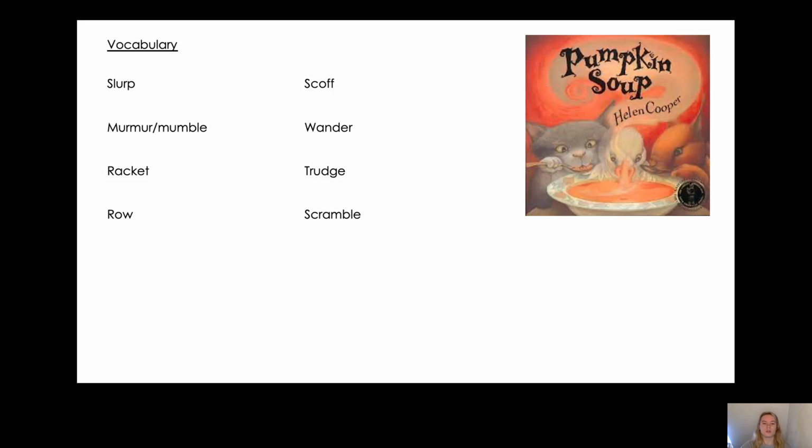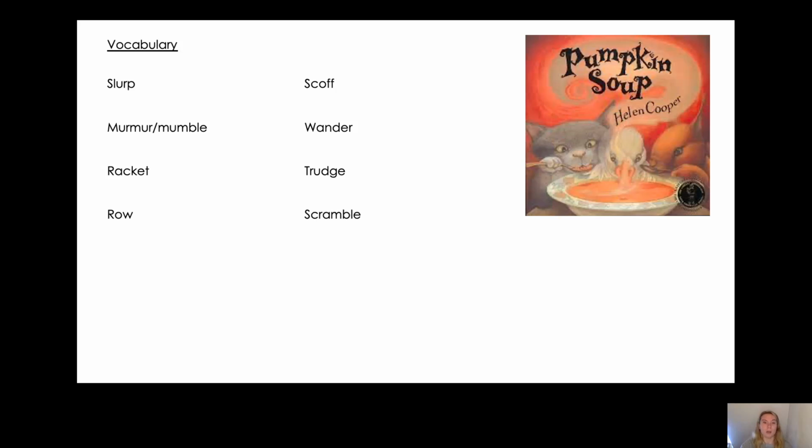Then we've got trudge. Now, trudge is when you're walking really slowly and it's quite difficult to walk. Your feet are very heavy. Okay, so you could trudge through the snow. That's not very easy to do, is it? Or you could trudge through some mud. Your feet are heavy and it's hard to walk through those things.